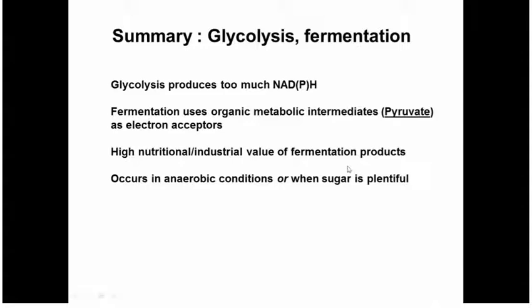So these processes are important industrially for some of them and in the food industry. Yogurt, cheese, this kind of stuff, they are bacterial fermentation products. Fermentation occurs in anaerobic conditions, no oxygen, or when sugar is plentiful, because metabolically these pathways are very, very simple. So if sugar is in a huge excess, like 10 grams per liter or something in a medium, then bacteria, even if oxygen is present, will ferment.